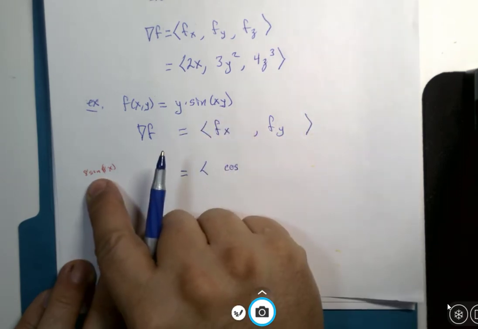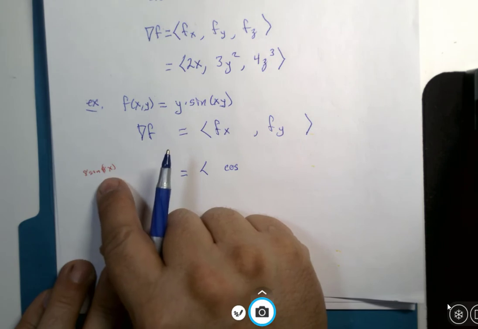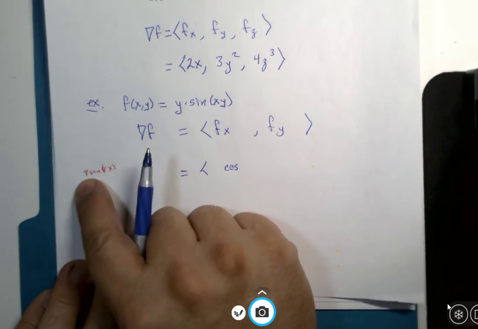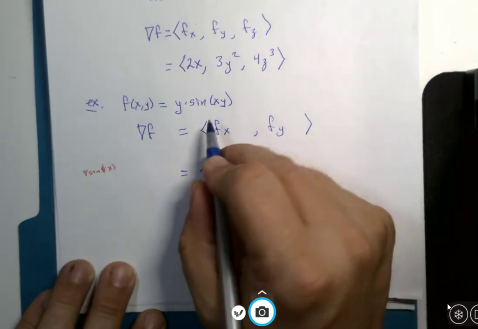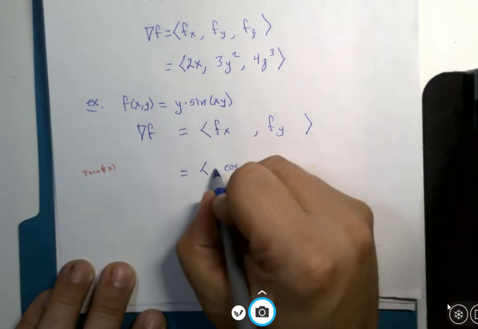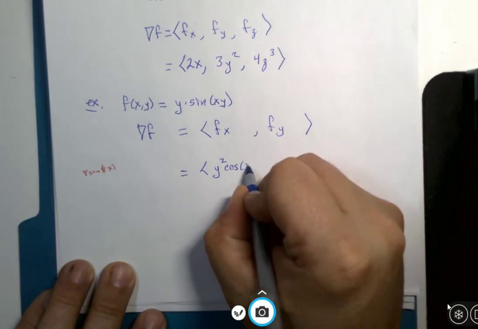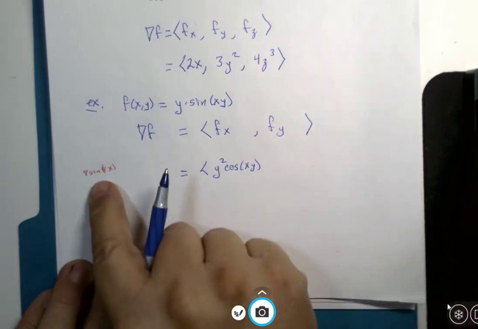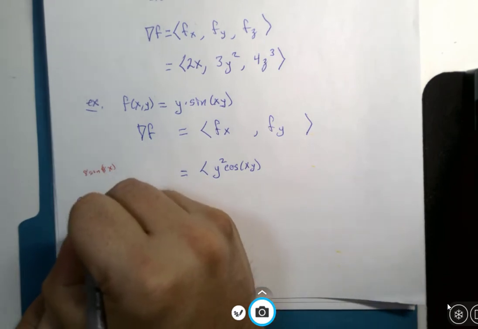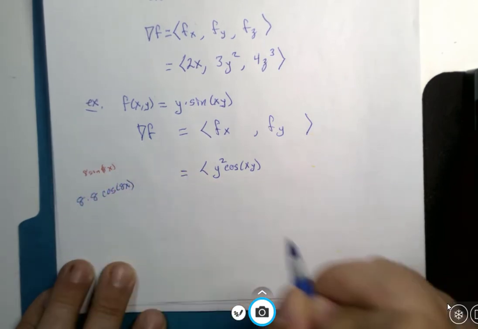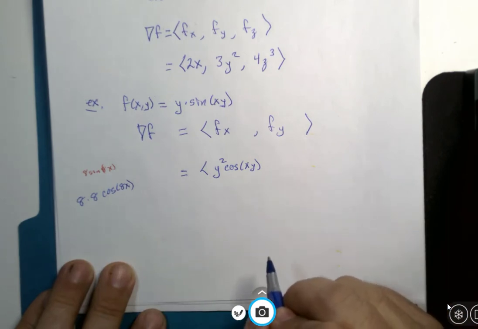Well, the derivative of sine of 8x would be 8 times this. But there's another 8 here, so that's 8 times 8, or 8 squared. So y times y is y squared, cosine of xy, or 8x. So it would be 8 times 8 cosine 8x if y were the constant.